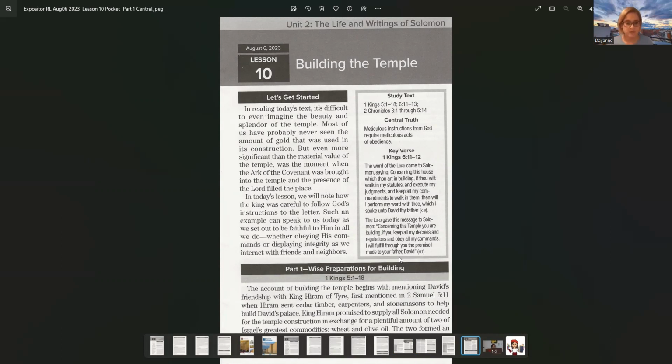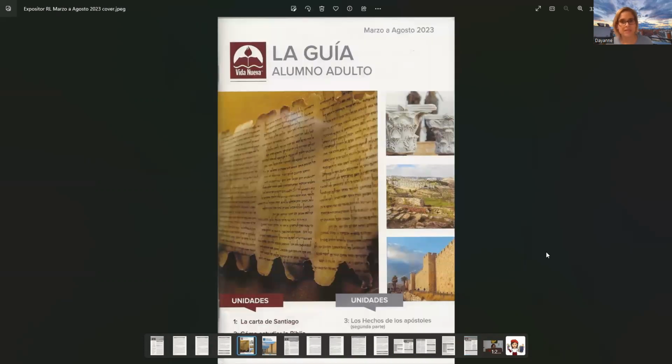Now, we're just going to move to the last portion, okay? And that's the one in Spanish. And the one in Spanish, as you can see, is different. It looks very different from the one in English. The cover is different, because they have more than one unit that they're studying. They've got four units. The date, as we can see here, goes from March to August.